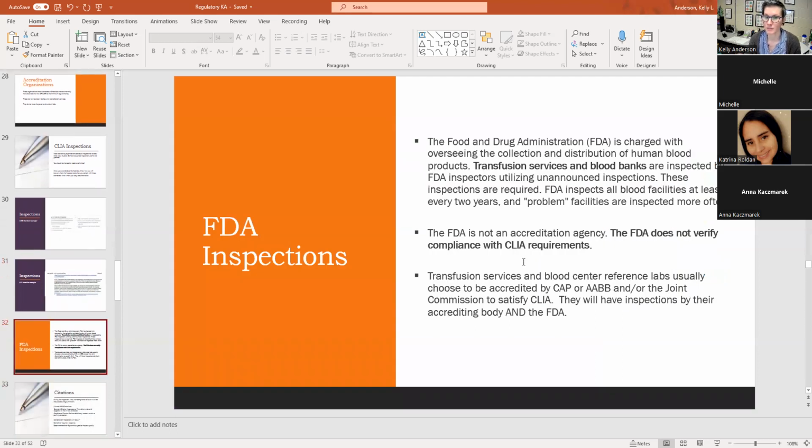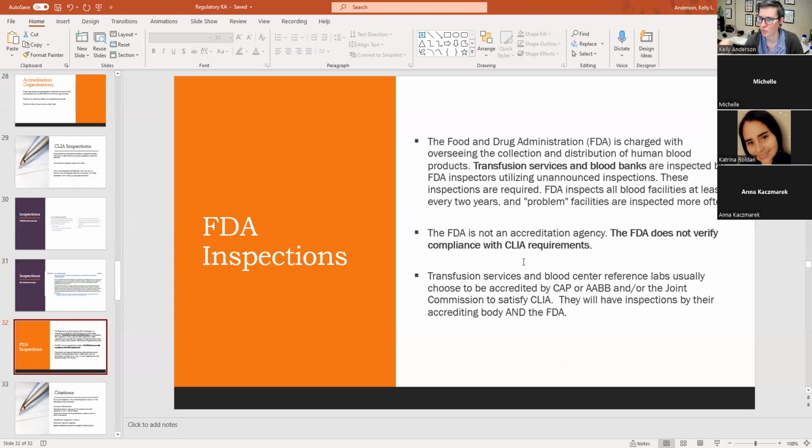And then FDA inspections are kind of separate from the CLIA inspections. FDA is charged with overseeing the collection and distribution of human blood products. So they kind of think of blood as a drug, which is being used as a drug, if you think about it. Transfusion services and blood banks are inspected by FDA inspectors, utilizing unannounced inspections.